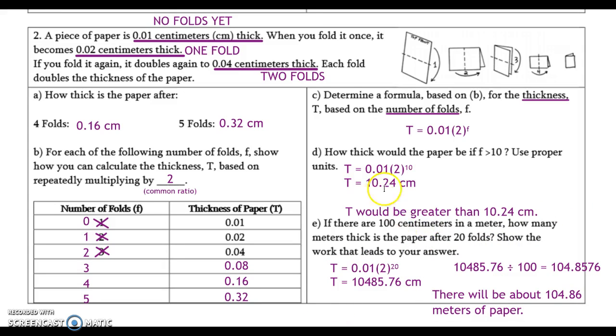And you can see the answer for letter E. If there's 100 centimeters in a meter, we have 20 folds here, which give us 10,485.76 centimeters. Then we divided by 100 to get 104.8576. We rounded in our final answer, there will be about 104.86 meters of paper, but it didn't ask us to round, so it's really up to your teacher or really up to you to try to determine what you reduce it to. Once you get to this point, rounding is trivial anyway.